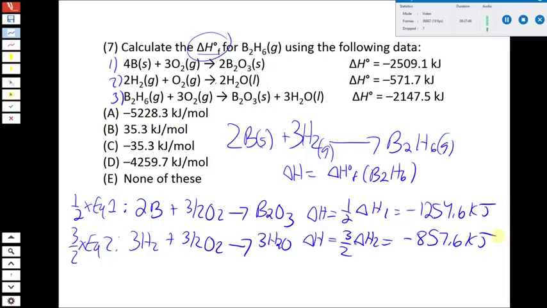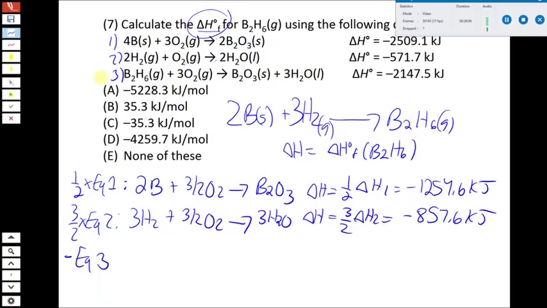All right, and then the last one, we want B2H6 as a product in our formation equation. This third equation has B2H6 as a reactant, so what do we do to this third equation here? We're going to flip it. If you have this on the reactant side, but you want it on the product side, you're going to flip the whole thing. And so when we flip it, we just switch reactants and products.